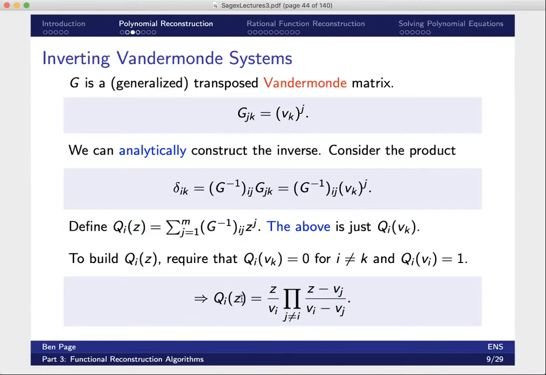And so if I plug in some v_k that is not equal to i, then one of these terms is going to be zero, and therefore the product sets the entire thing to zero. Now, what happens if I plug in v_i? Essentially, what we've done here is divide by a denominator that is just the numerator evaluated at v_i. So when we evaluate at v_i, we get one. In this way, this polynomial Q_i(z) is exactly the correct polynomial that we need, such that its coefficients are going to give us the inverse matrix. So that's very nice. It's very special.